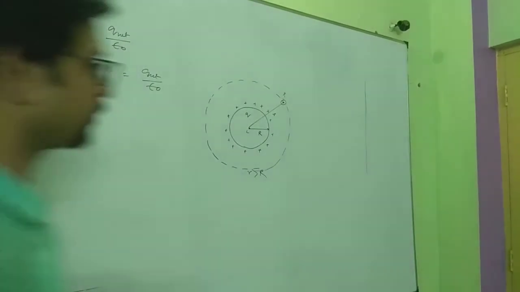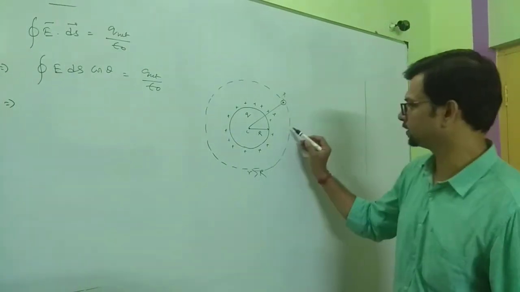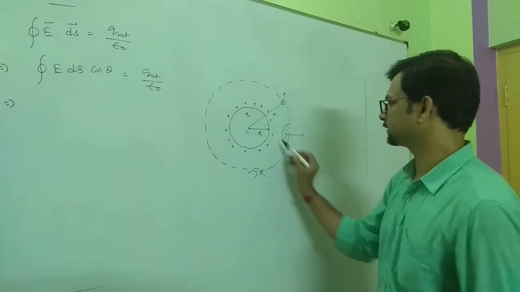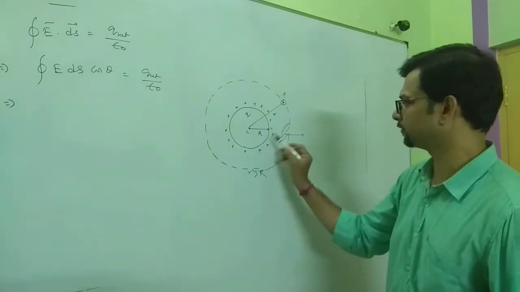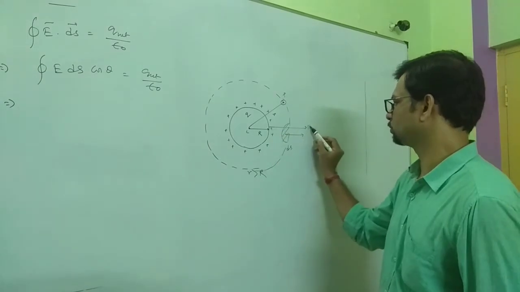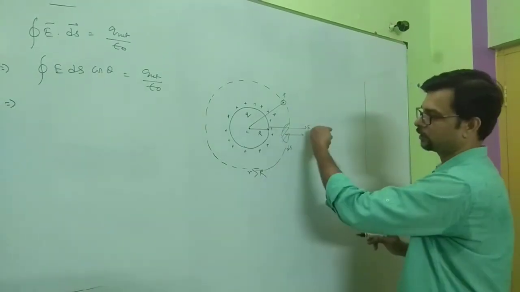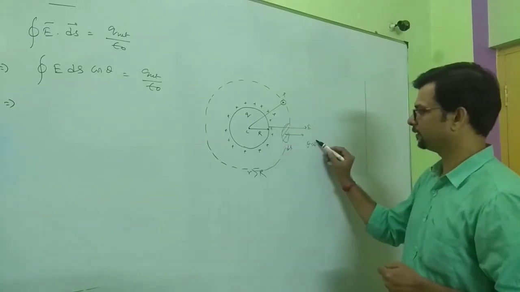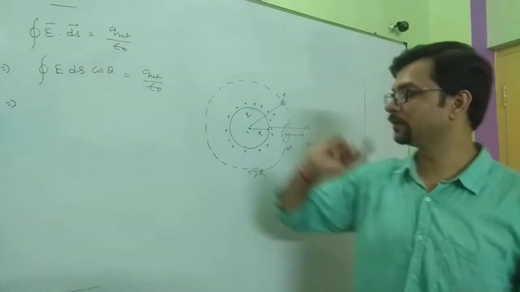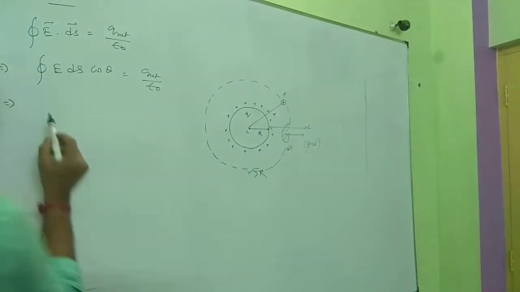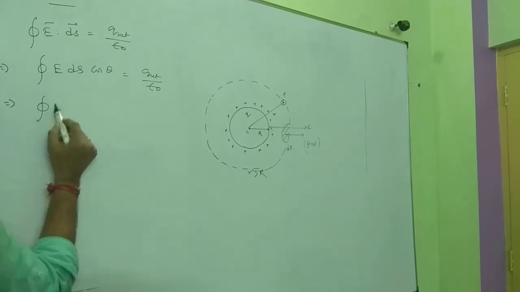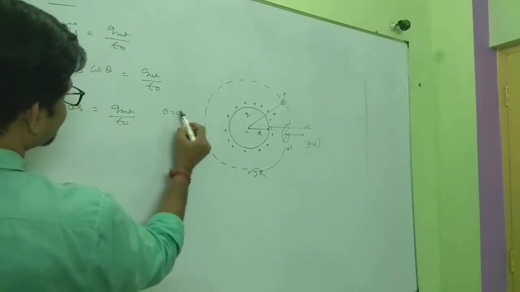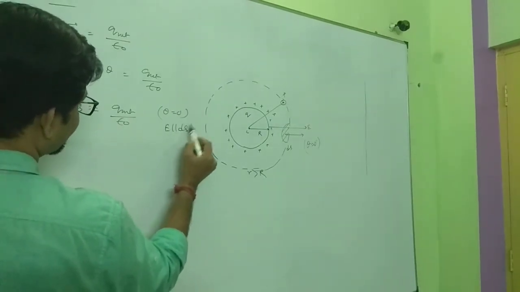Now see, if you take any surface element ds on this imaginary sphere, ds will be in this direction, and as the charges are on the surface, the electric field is also perpendicular to the surface. Both are in the same direction, so theta will be 0, and cos 0 will be 1. Therefore it will be only E ds, which is equal to Q net by epsilon 0, as theta is 0, or E parallel to ds.